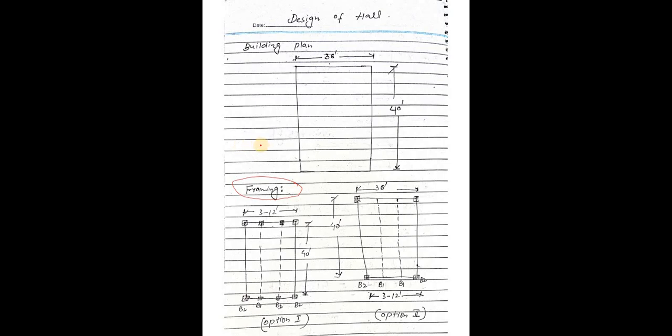Framing means that you set the location of beams and columns. It will depend on your experience. In my opinion, we have two choices. The first choice is that we apply four beams in this direction: beam 1, beam 2, beam 3, beam 4, and we also place one column here. The second option is that we omit these columns.